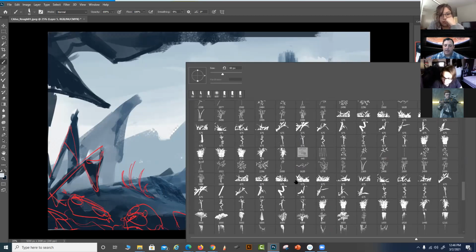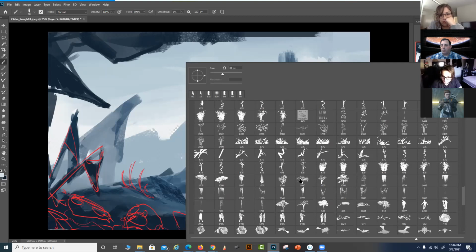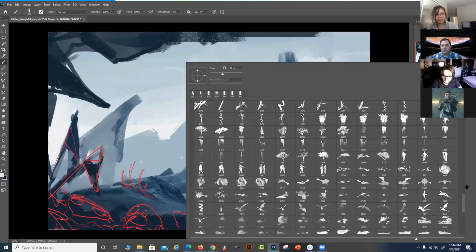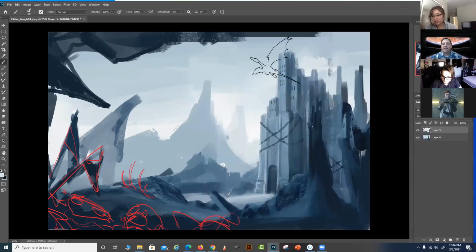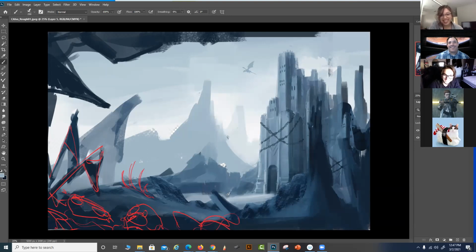And I like the mech idea, but hold on a minute. I also had this idea. What if you had dragons flying around the castle? Woo! Right? Finally! I know Haley's been waiting for the dragon.